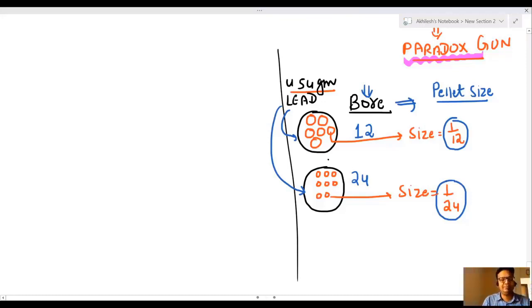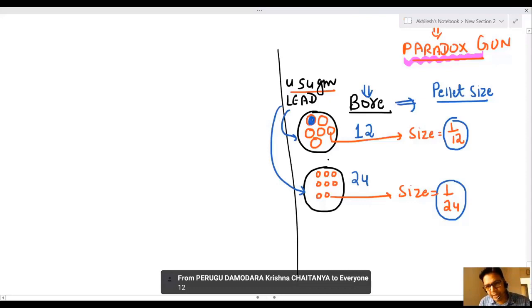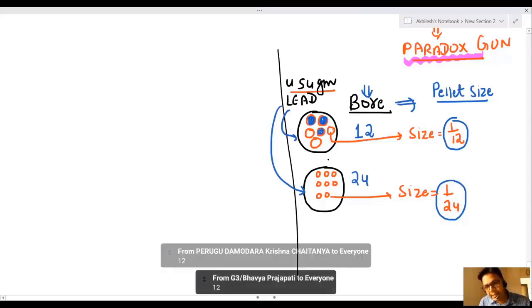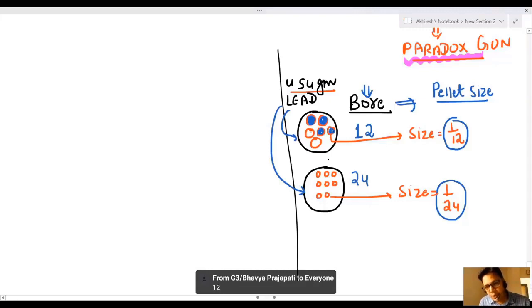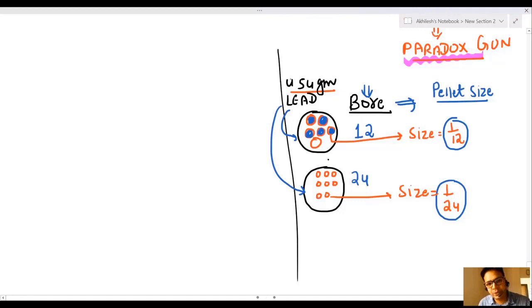So now tell me, will the pellet size be more in 12 bore or 24 bore? Let me know. Yes, the answer is 12 bore. What is the meaning of this?